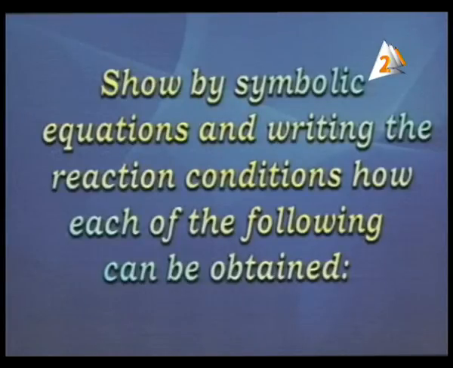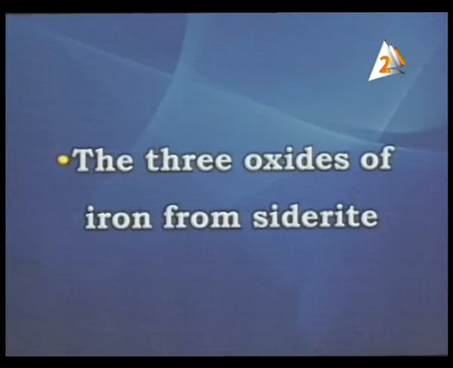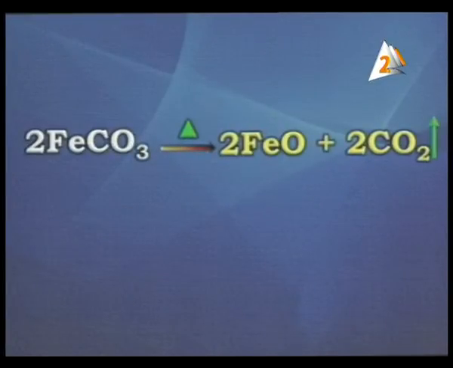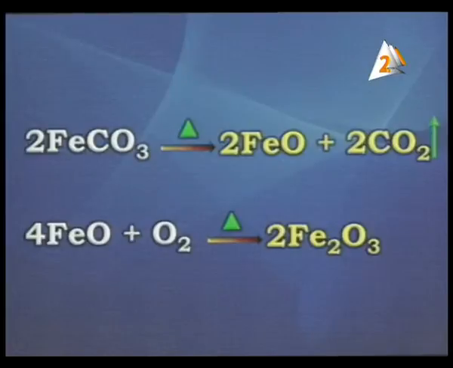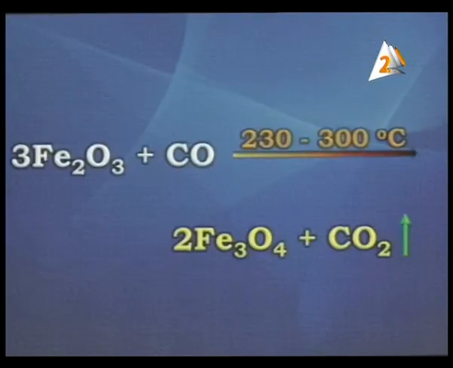Next type of question: show by symbolic equation, and writing the reaction condition, how each of the following can be obtained. The 3 oxides of iron from siderite. As the equation proceeds on the screen, iron 2 carbonate on heating gives iron 2 oxide and carbon dioxide gas is produced. Then the oxidation of iron 2 oxide gives iron 3 oxide. Then iron 3 oxide on reduction by carbon monoxide at 230 to 300 degrees Celsius gives the magnetic iron oxide Fe3O4 plus carbon dioxide.